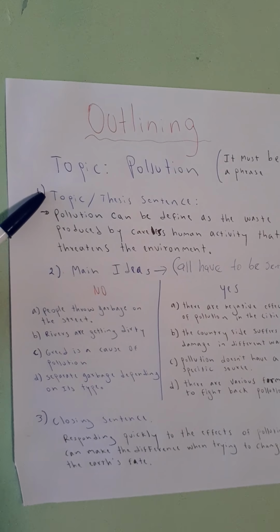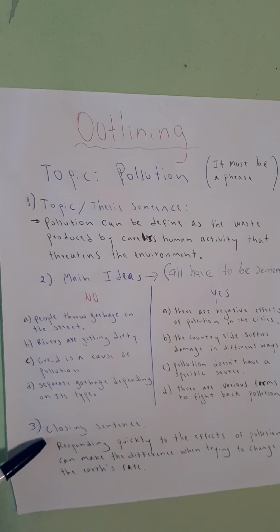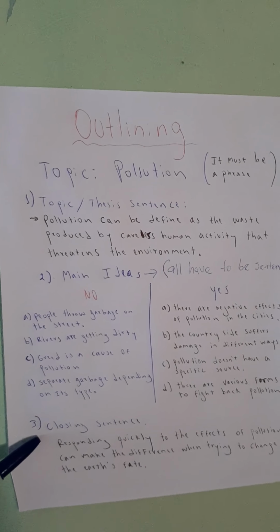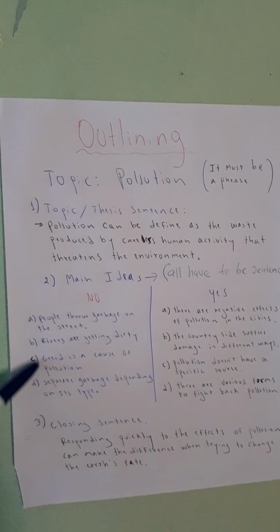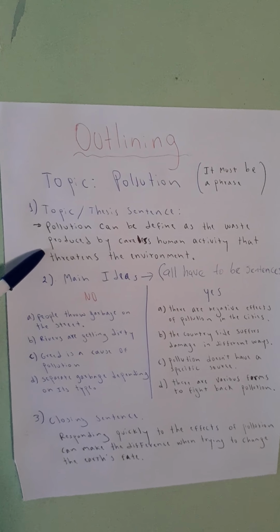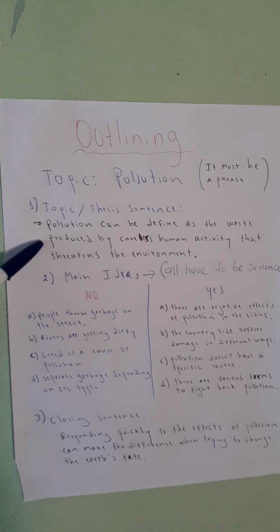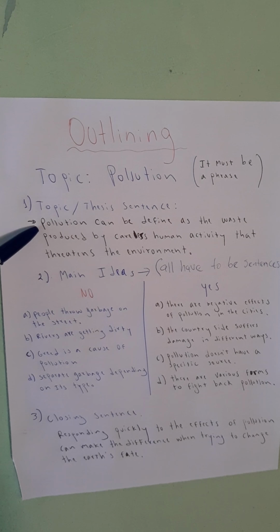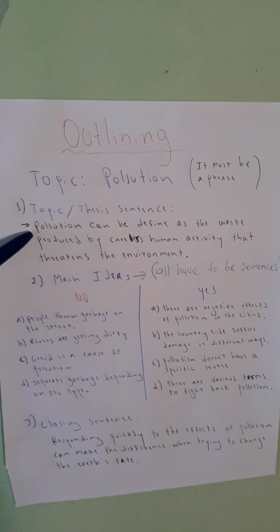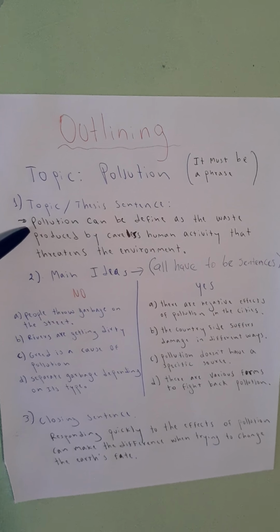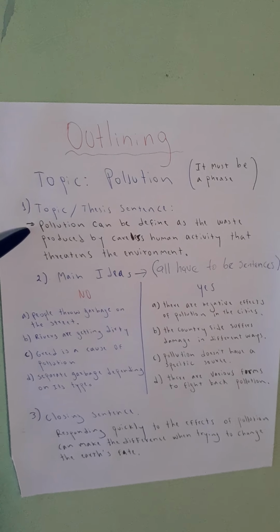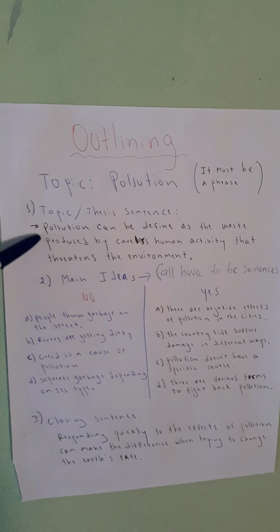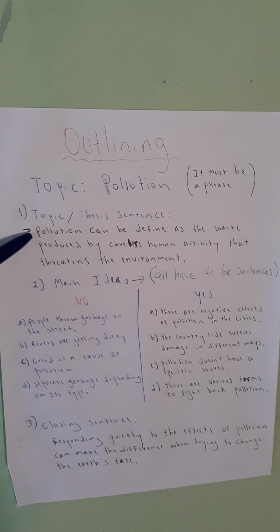But in the case of the other elements that we include in the outlining, all of them have to be a sentence. So it means that they have to include a subject and a verb. The topic or thesis sentence is a sentence that we use to introduce the topic. So it means that it's a sentence that serves as a presentation for the topic. Look at this example. Pollution can be defined as the waste produced by careless human activity that threatens the environment. So here I'm presenting the topic of pollution to my reader, and I do it by expressing the definition of pollution.